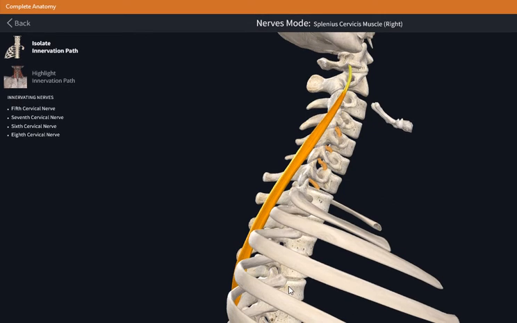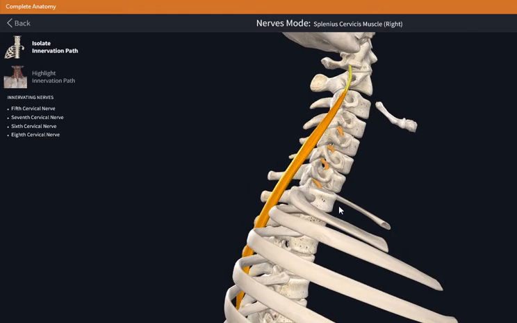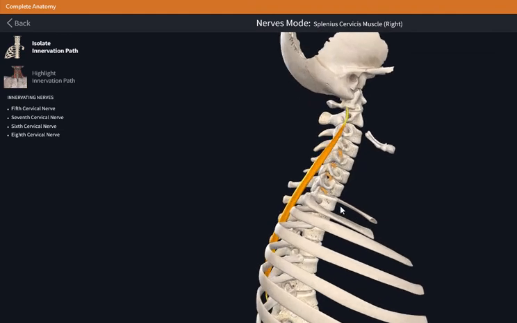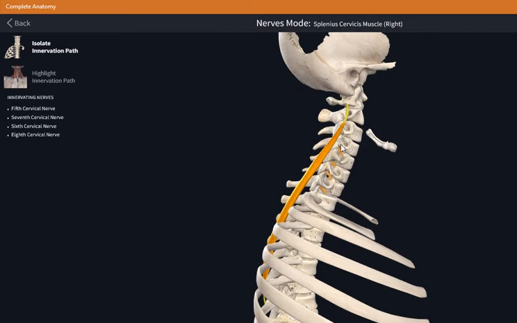So the thoracic portion has 12 thoracic nerves, the lumbar portion has 5 lumbar nerves, and the sacral portion has 5 sacral nerves. But in the case of the cervical region, we have 8 cervical nerves.